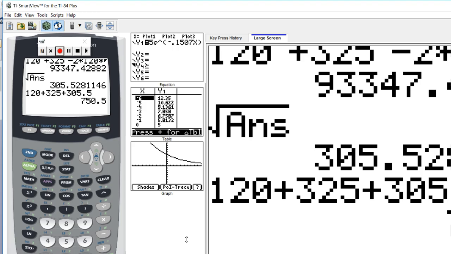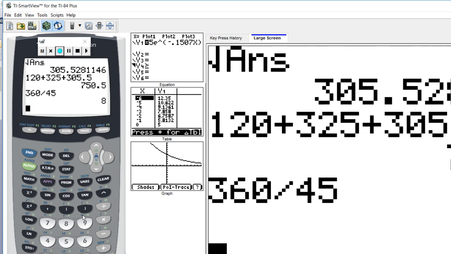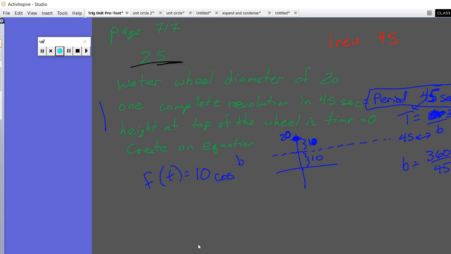So if I go to my calculator, 360 divided by 45 is 8. So my b equals 8. So that goes here. We're going in regard to time, so this is going to be a t. And then our midline is at 10. So that would be the equation that would model the height of our paddle wheel at any time.